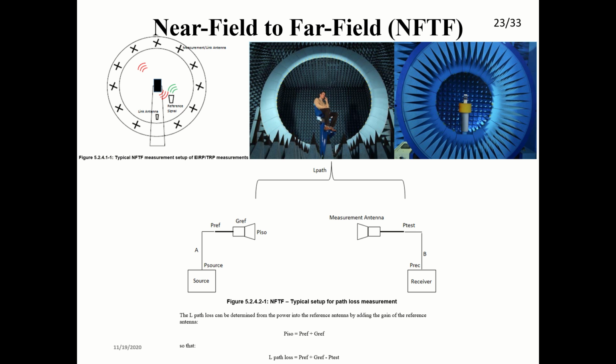This is the near field to far field method. Near field means you have the antenna here. These test antennas, transmitting or receiving antennas, are kept in the near field. You capture all this information, and then you convert it back to the far field pattern, as we mentioned before, by employing several algorithms.